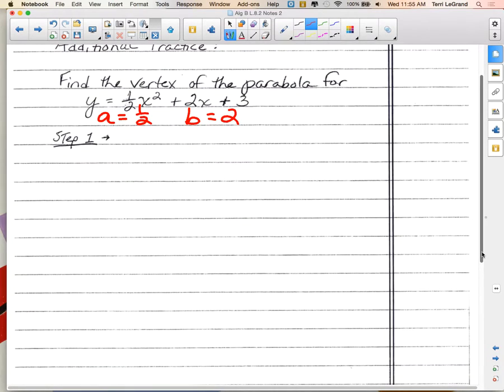Step 1 is what again? Substitute. x equals negative b over 2a. That's right. Here, what we're going to do is find the axis of symmetry.